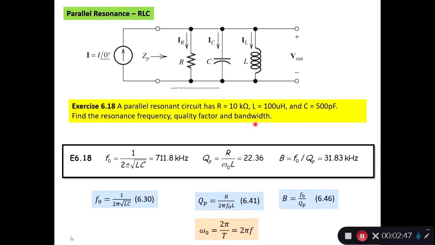The bandwidth can be calculated based on the resonance frequency divided by the quality factor. So we take this result and divide by our quality factor result, and that gives a bandwidth of 31.83 kilohertz.